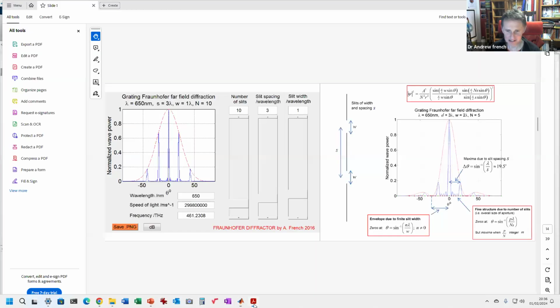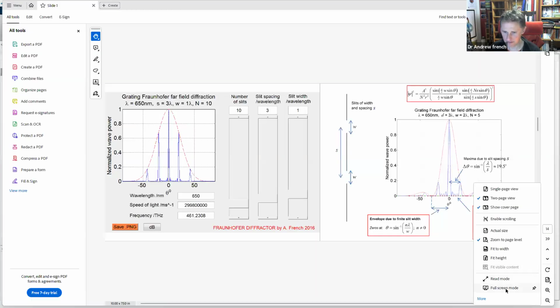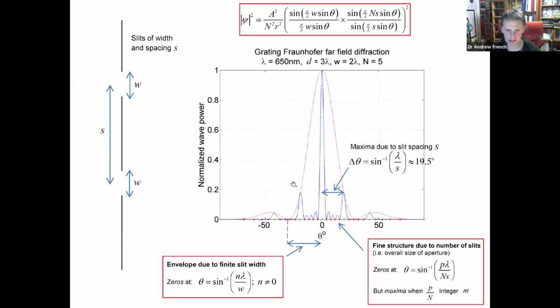So there we are. Let's have a look. Let's go to full screen mode. So here's a particularly tough pattern. This is 650 nanometers. This is red light. The spacing's 3 wavelengths. The slit widths are 2 wavelengths in this case. That's not massively a realistic picture I've got there. And we've got 5 slits.